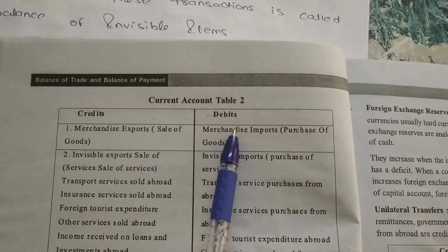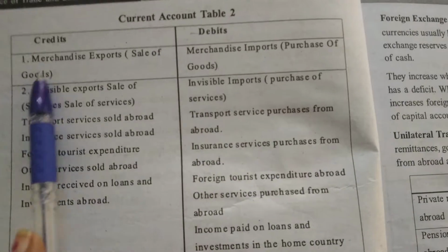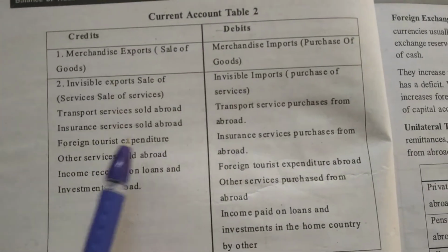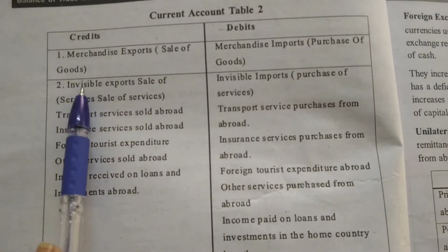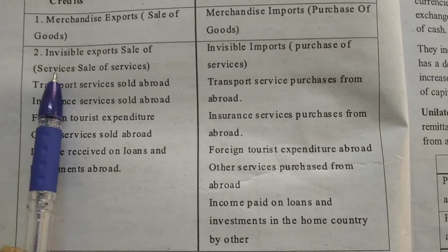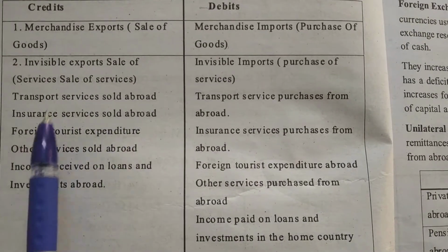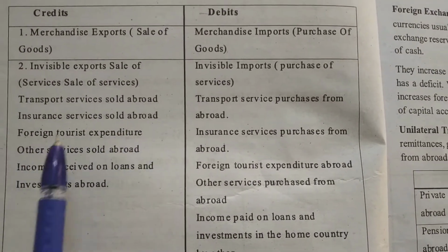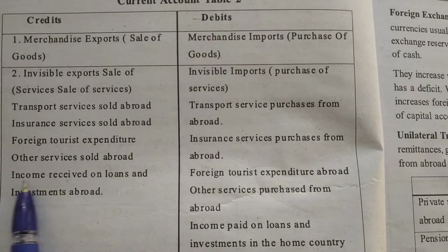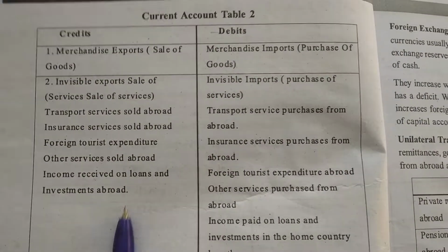It is a current account, with credits and debits. In credits, we record exports: the sale of goods. When we sell goods, we write it on the credit side. Invisible exports are services: transport services, insurance services, foreign tour expenditure, other services, and income received on loans and investments abroad. These come under the credit side.